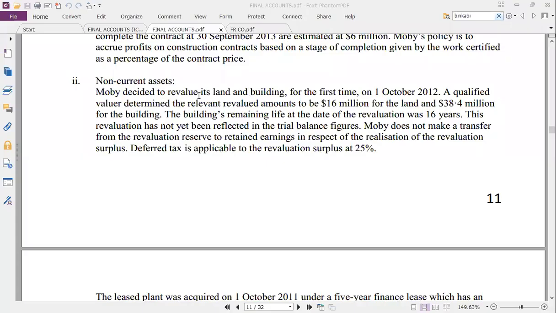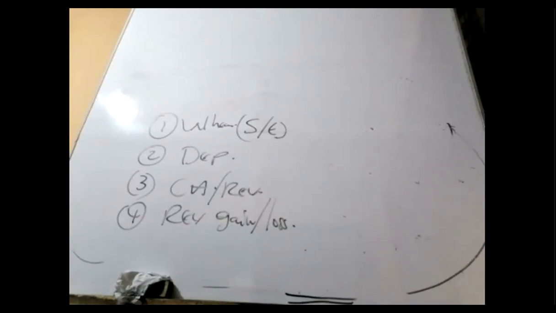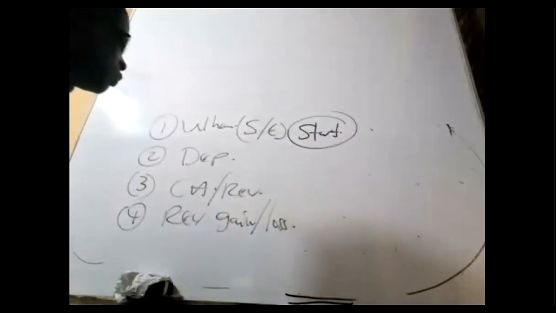Now, Mobi decided to revalue its land and buildings for the first time on 1st October 2012. That means the valuation took place right at the start of the year, at the inception, because we are reporting for 30 September 2013. So the year started from where? 1st October 2012. Okay. So this is at the start of the year.